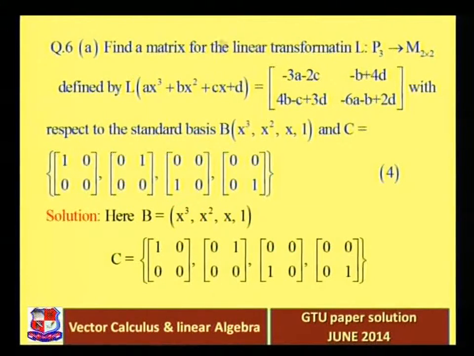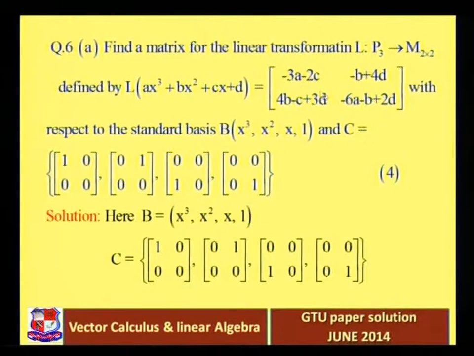Next question, question 6a. Find the matrix for the linear transformation L, which is going from P3 to M 2 cross 2. That means this is a set of polynomials of third degree to the set of 2 cross 2 matrices, defined by L of ax cube plus bx square plus cx plus d, that is equal to minus 3a minus 2c.